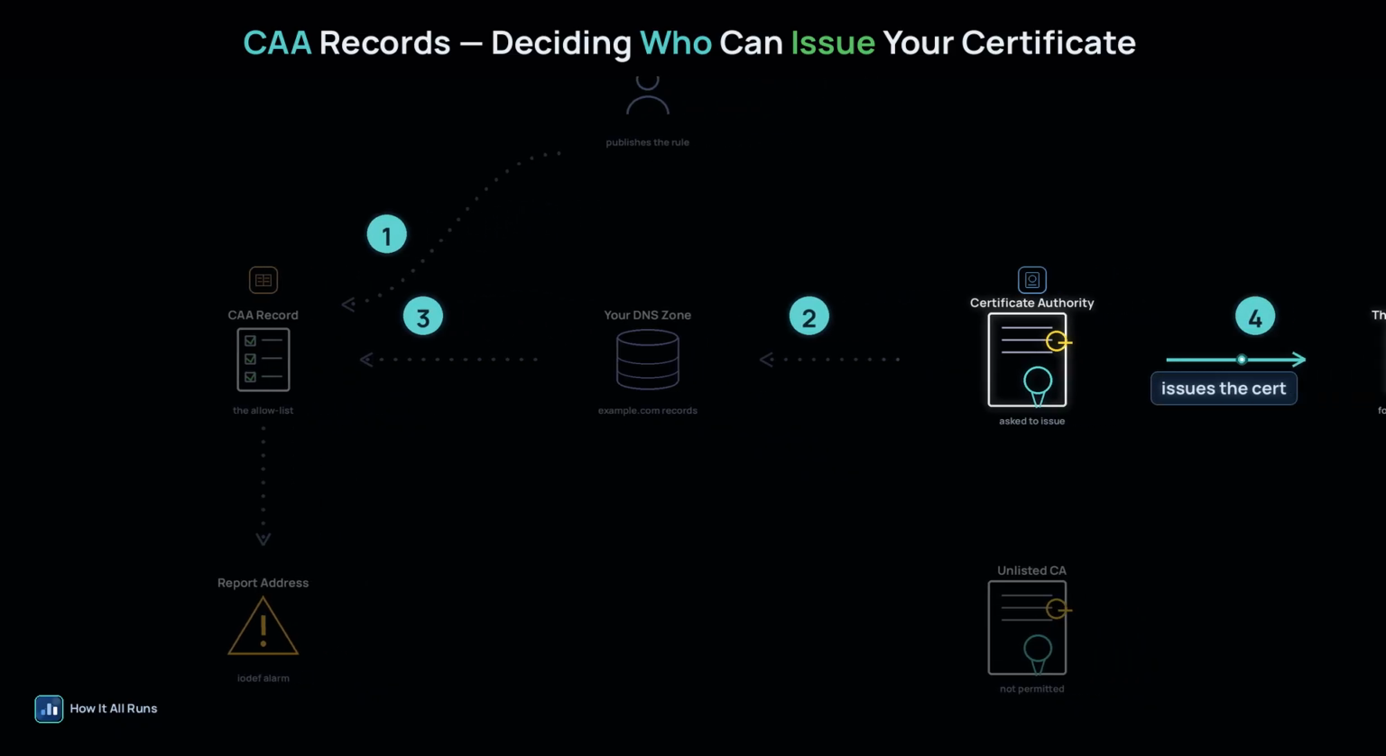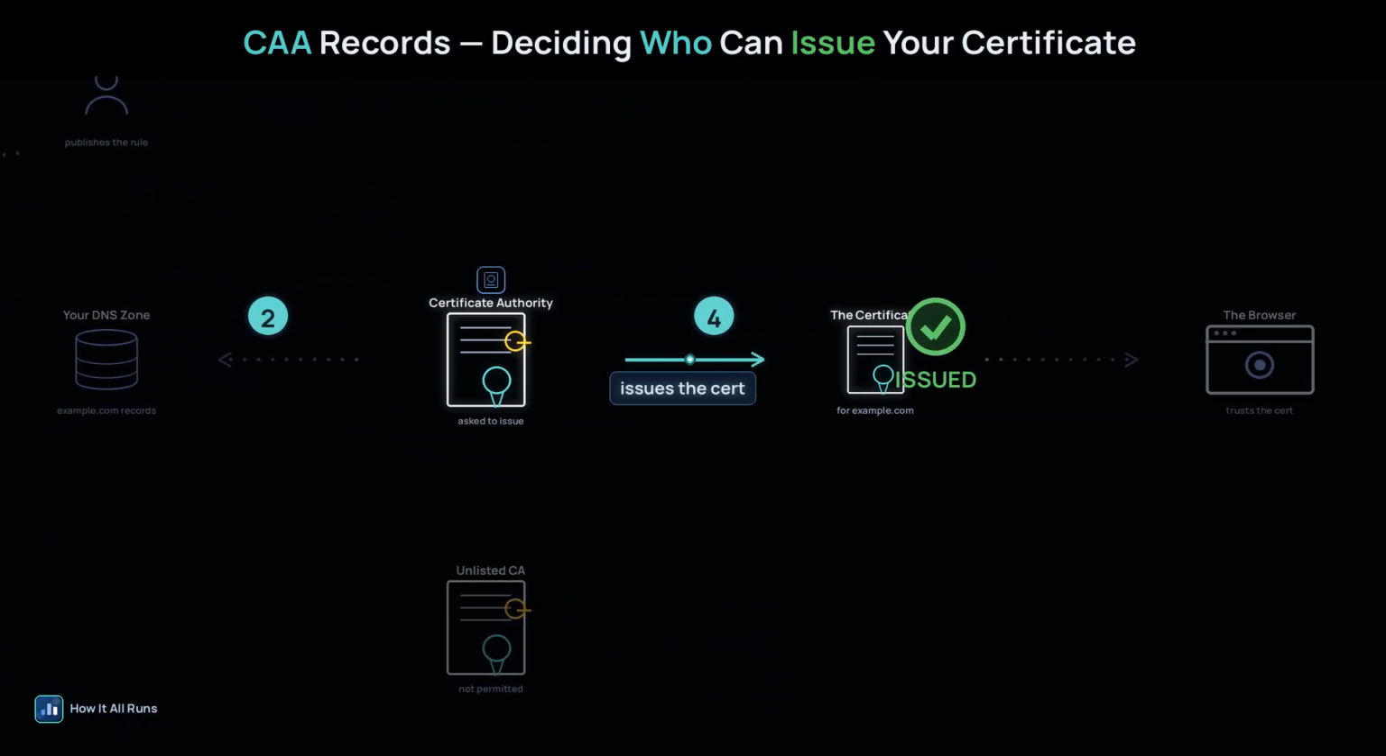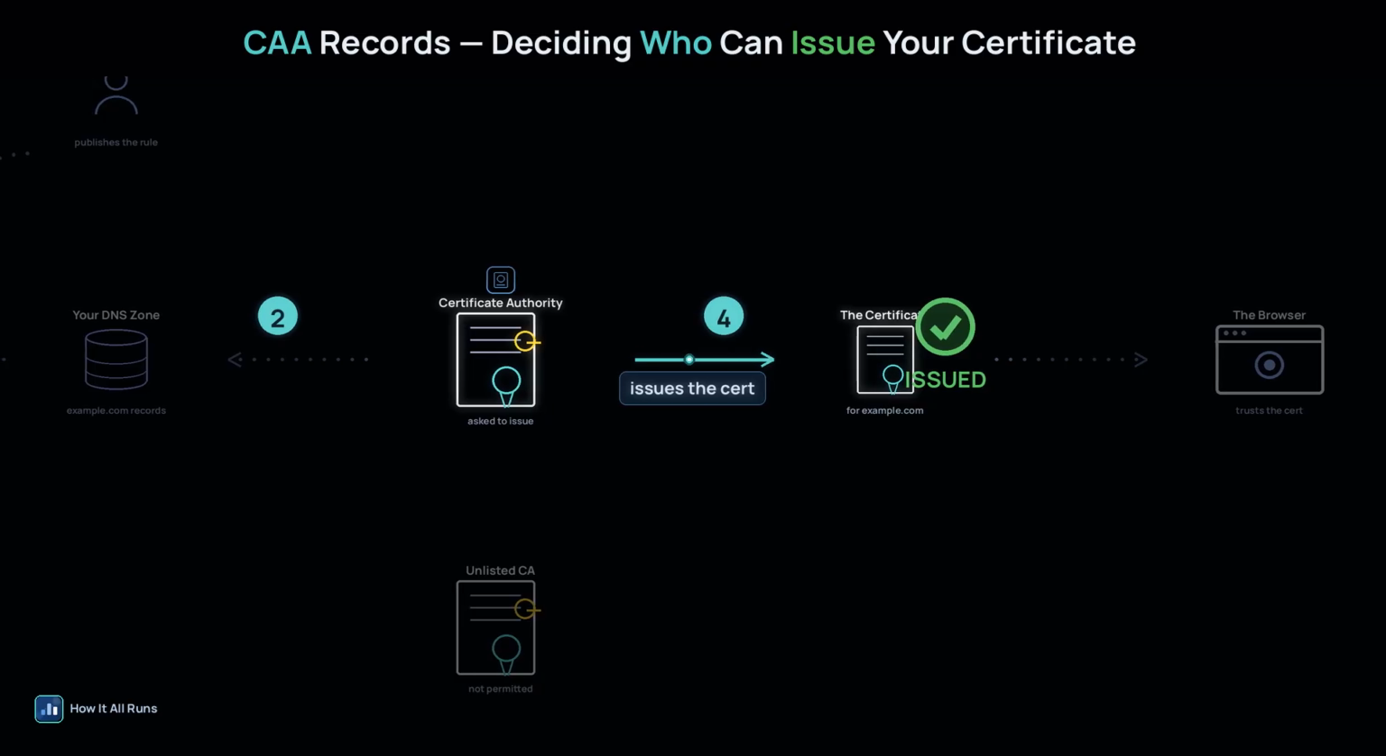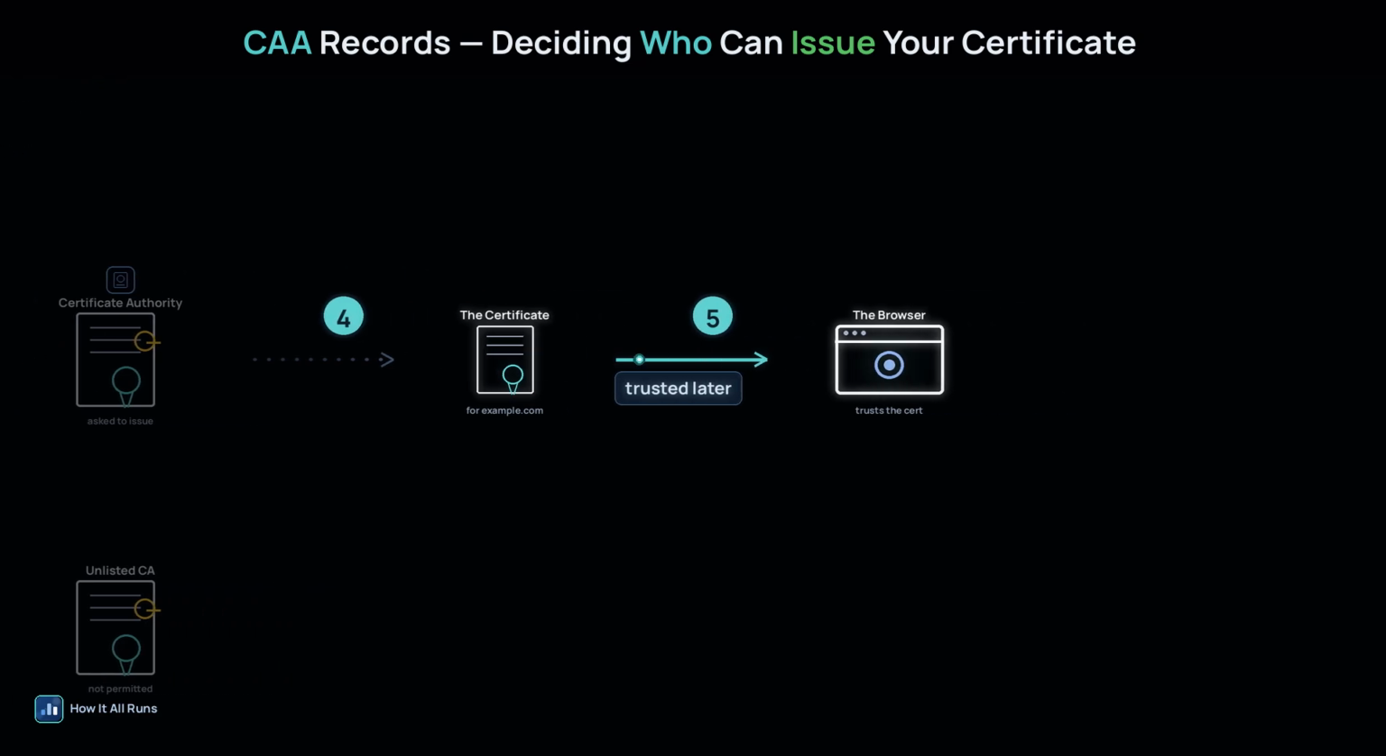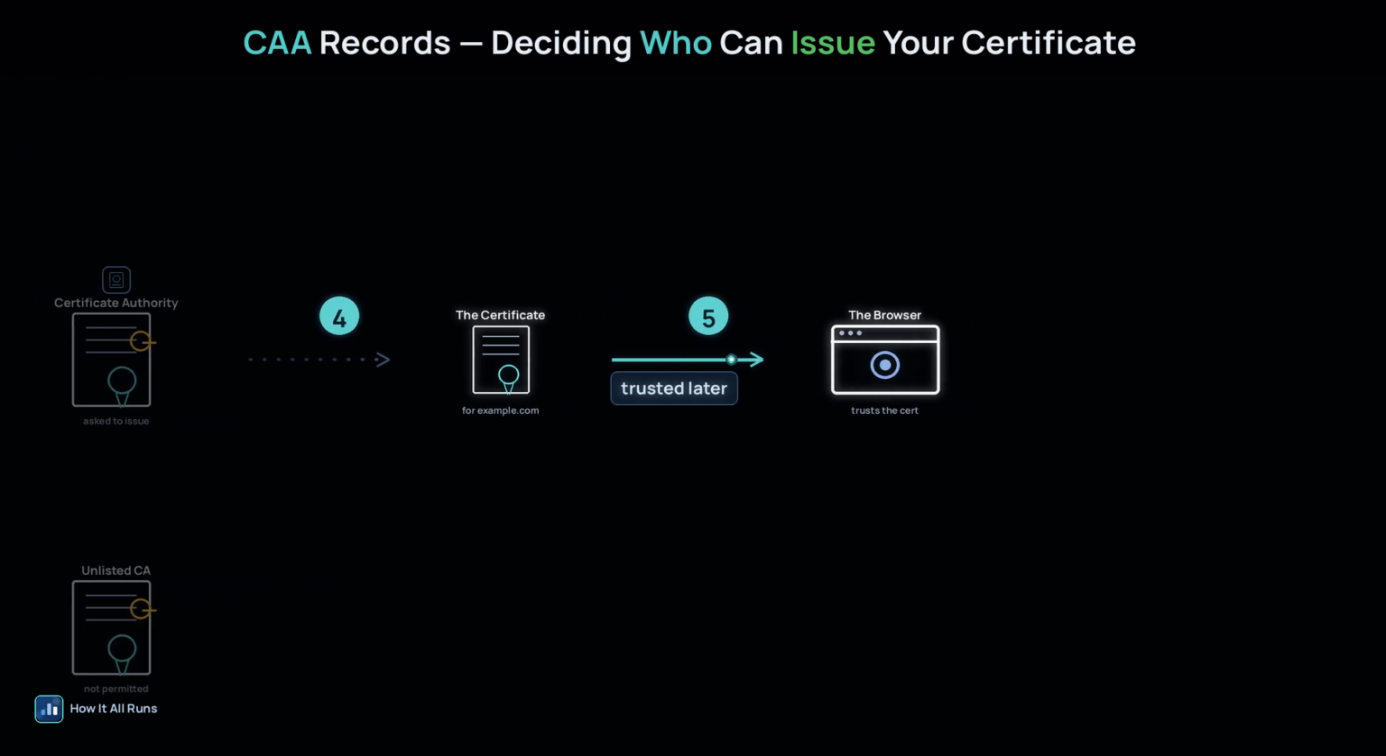Take the honest case first. This authority is on your list, so the check passes. It goes ahead and issues the certificate for example.com exactly as it always would. Nothing here feels different to anyone. Much later, a visitor arrives and their browser is handed that certificate. It validates normally and the padlock appears. The CAA record did its work long before this moment, back when the certificate was born.